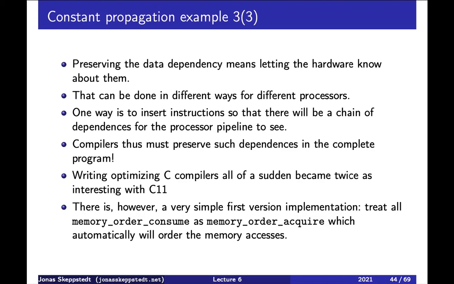As a very first, slow approximation of this, the compiler can define consume to instead use acquire. Well, that's not what the programmer wanted, but during development of the compiler analysis for C11, it can be useful to start with using acquire instead of consume, since that will order the memory accesses.